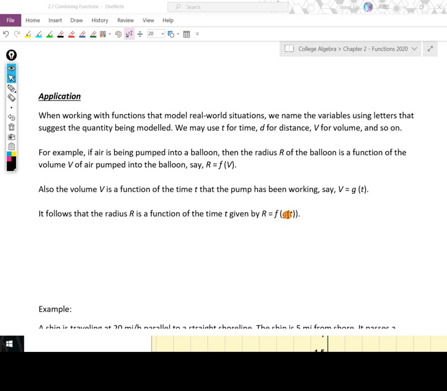So now I can figure out, for whatever reason I might need to know, the radius of this balloon. Now, instead of knowing what the volume is and knowing how long the pump was running, I can just know how long the pump is running. And that number, that time, will tell me the radius. And that's maybe a benefit of composite functions.